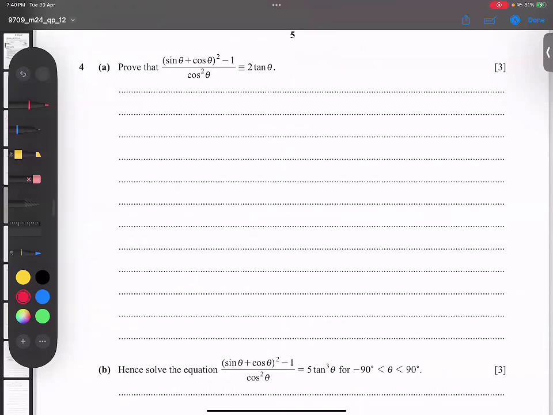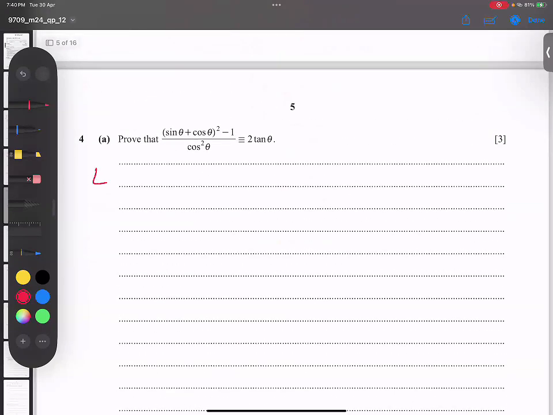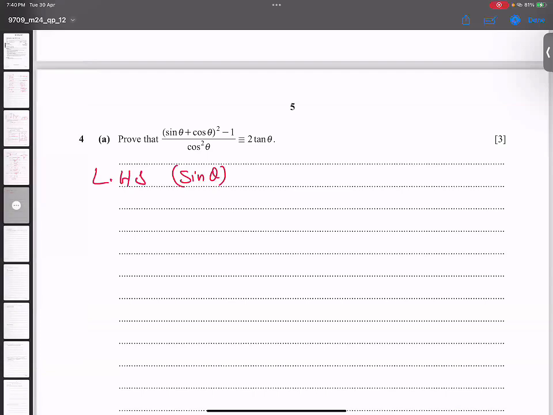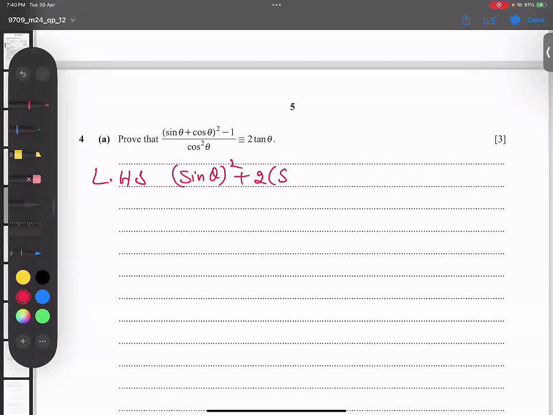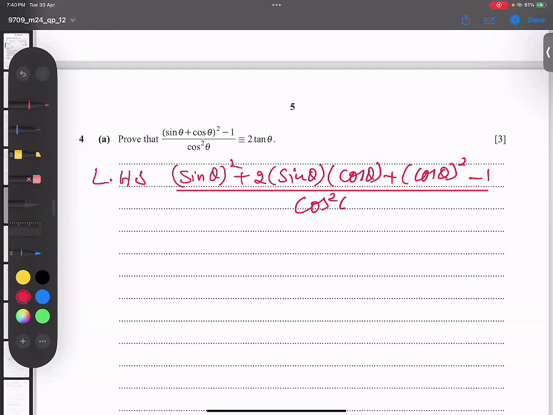He says, question number 4, prove this one. So when you're proving this one, I will take the left hand side. So what is a technique to get it? We have to expand this. If you expand it, I get sine square theta, I mean square of the first term, and plus 2 into first term into second term, and plus second term square, and minus 1 divided by cos square theta. You know, students, sine square plus cos square gives you 1.